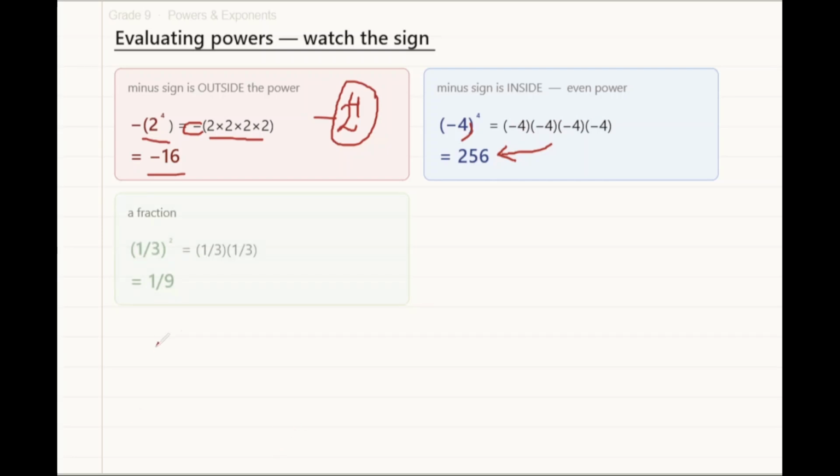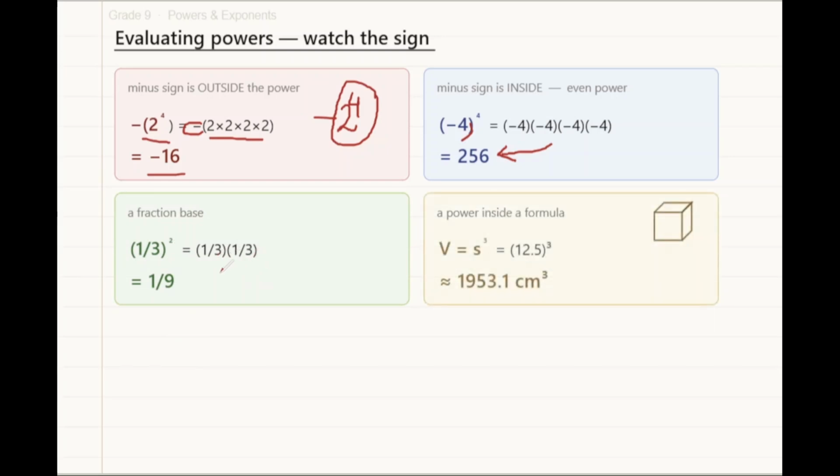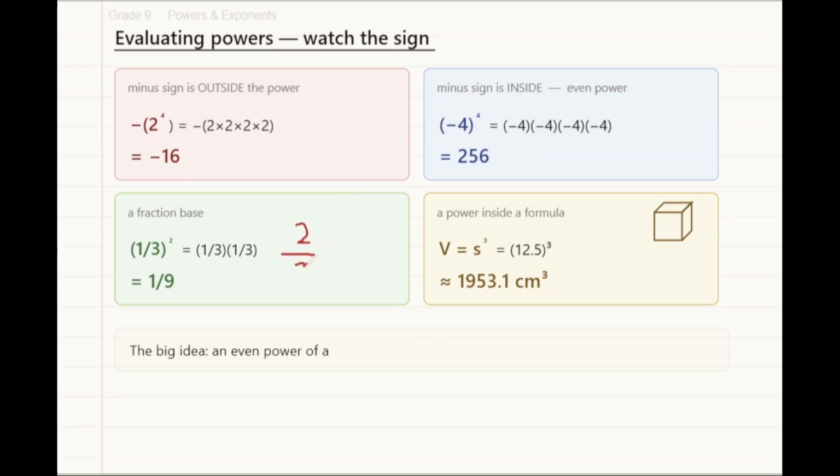Now let's see how this applies to fractions. Now 1 over 3 squared, or to the power 2, is basically 1 over 3 times 1 over 3, right? Which gives you 1 over 9. The other way to interpret this is that whenever there is an exponent on a fraction, say for example 2 over 3, you can apply the exponent to both the numerator and denominator separately. You can say 2 to the power 2 and 3 to the power 2, which will give you 4 by 9.